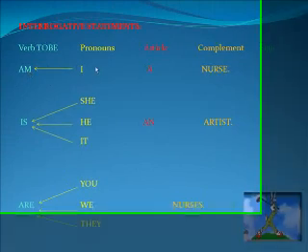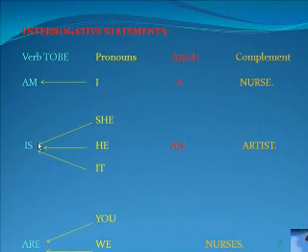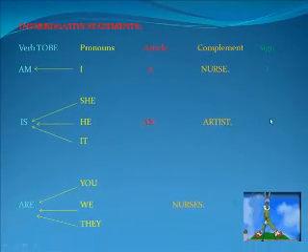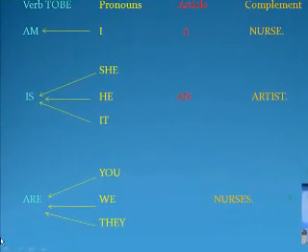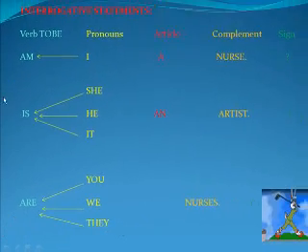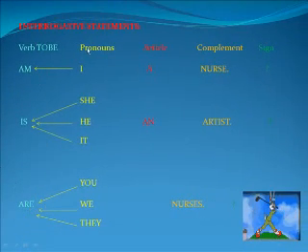Am I a nurse? Is she an artist? Is he an artist? Is it an artist? Are you nurses? Are we nurses? Are they nurses? Okay, student, don't forget, in these parts, first is the verb to be, and second the pronouns.